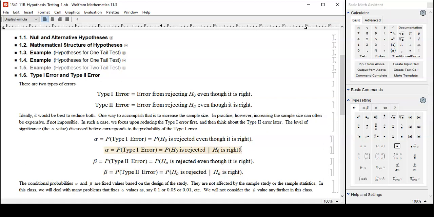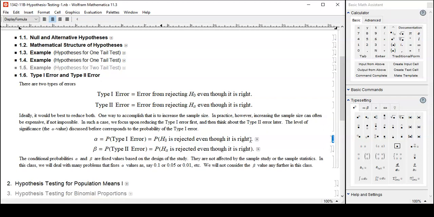Delivering a guilty verdict to an innocent person versus a guilty person walking away due to lack of evidence, which is something we really want to control. This one. We want to minimize this one as much as possible and then think about this one later as an afterthought. Does it make sense? That's what we're going to do. We're going to control alpha as much as we can.